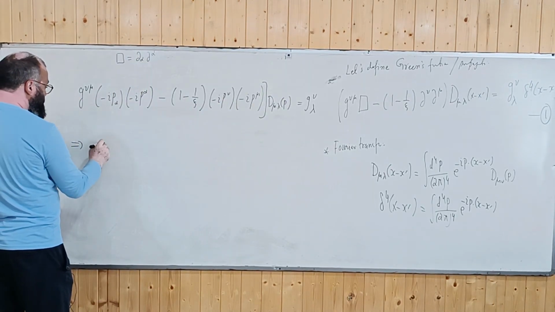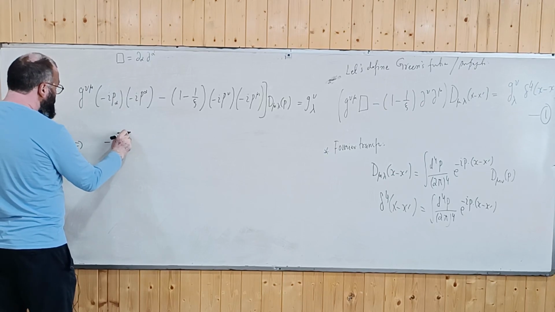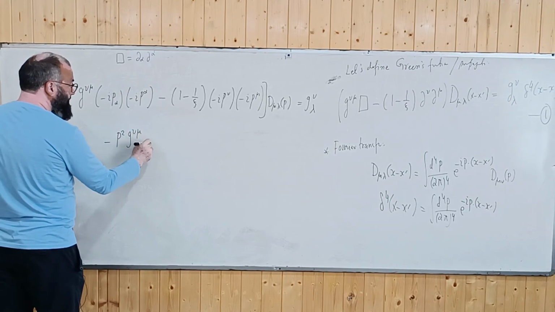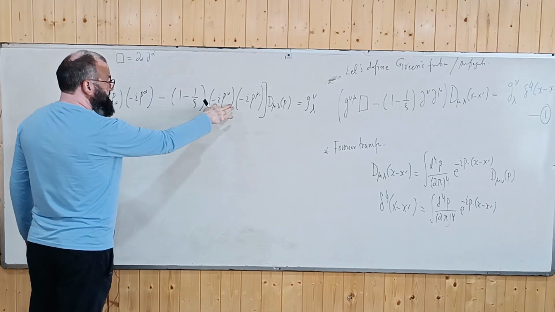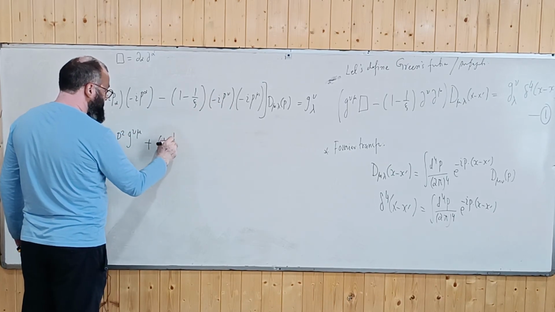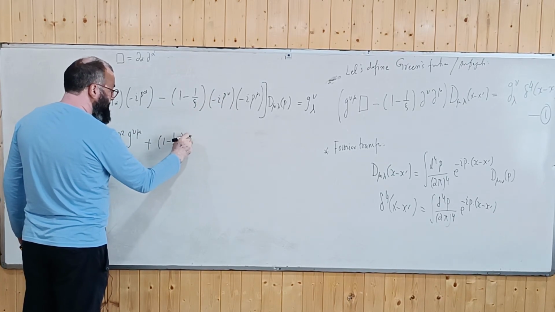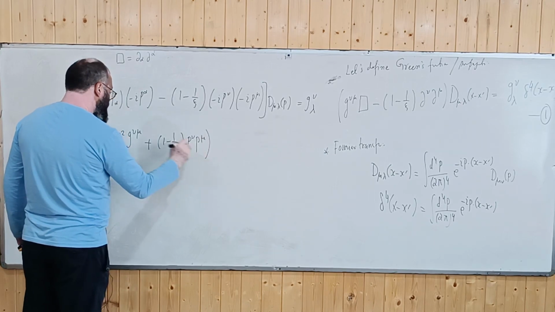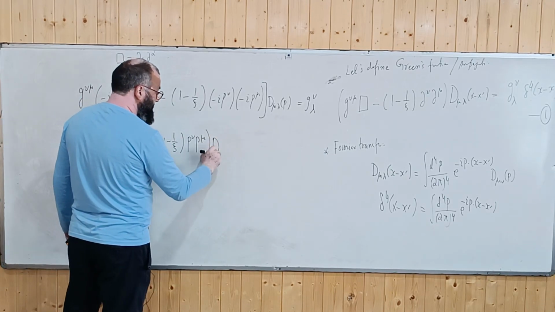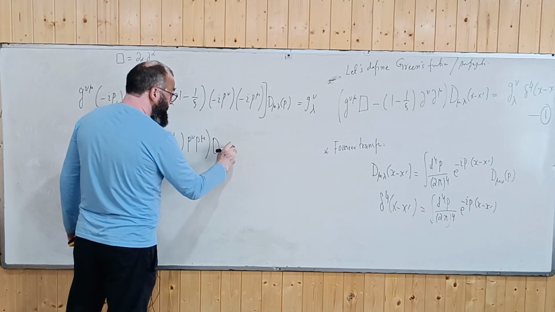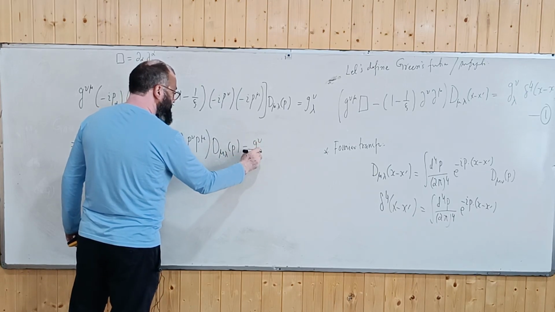So now let's write. So it is minus p squared g nu lambda, minus, so it is plus (1 minus 1 by zeta) p nu p mu. Okay, then you are having this g nu lambda p, that's equal to g nu lambda.